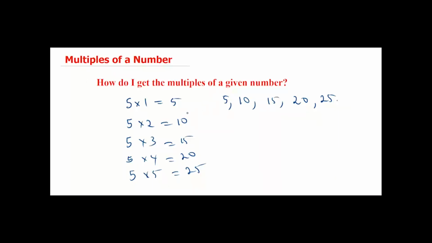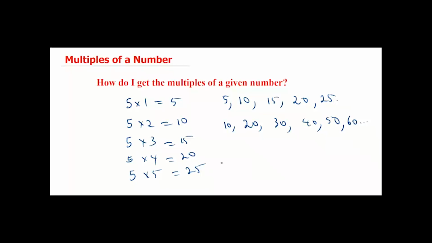And equally, you could also count in 5s. So if you don't want to use multiplication, you can count in 5s: 5, 10, 15, 20, 25 and so on. If you want to get the multiples of 10, you can count in 10s. That will be 10, 20, 30, 40, 50, 60 and so on. So this is another way of getting the multiples of a given number. But multiplication is very easy.